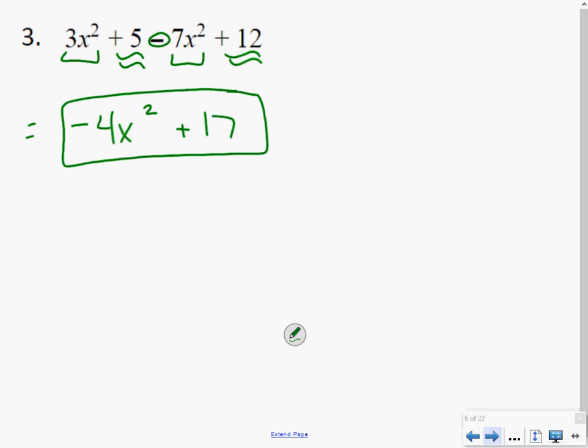So let's name it. Our degree is 2, and we have 2 terms. So if the degree is 2, just like the last one, we said it's quadratic. If it's 2 terms, we said it's a binomial.